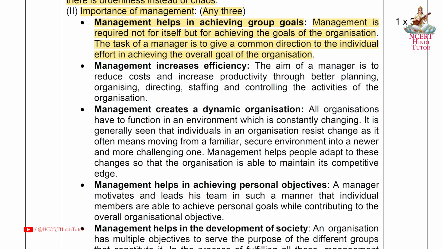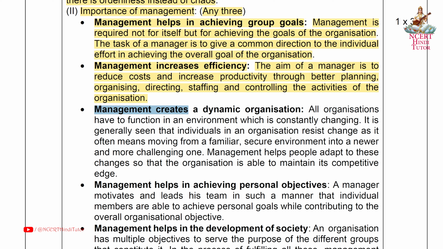Second, management increases efficiency. The aim of a manager is to reduce cost and increase productivity through better planning, organizing, directing, staffing, and controlling the activities of the organization.